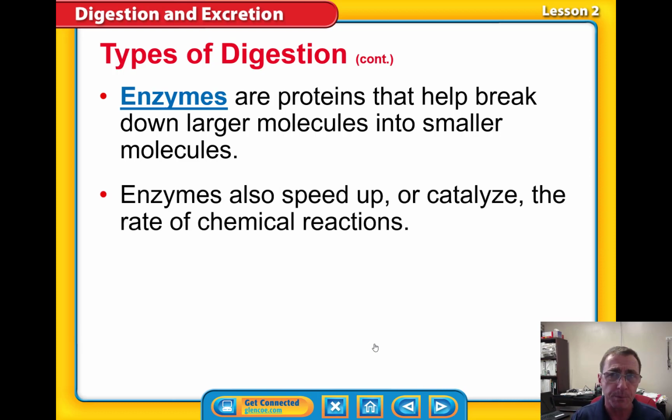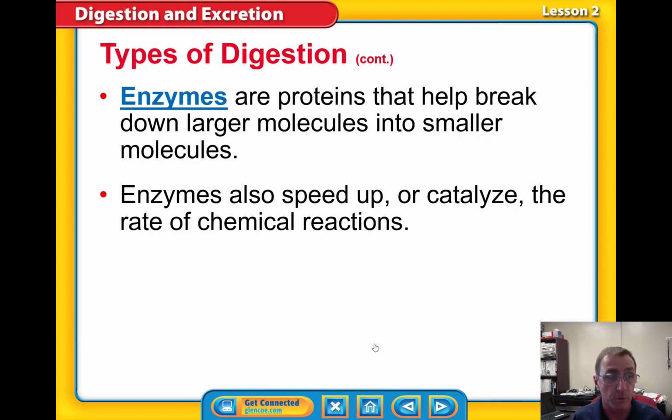Enzymes also speed up or catalyze, that's that word, catalyze the rate of chemical reactions. So if I ask you what catalyze means, you should say speed up, because it's right there in the sentence. So it means speed up or catalyze, same thing. Okay, so it helps speed up those reactions so that we can digest food faster and more efficiently.